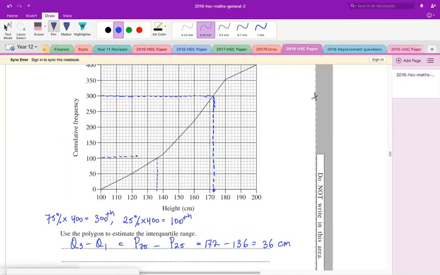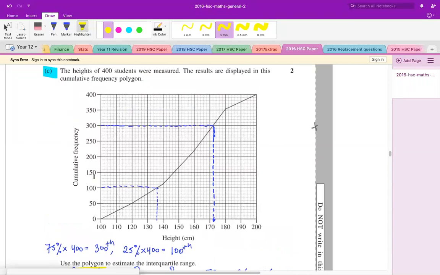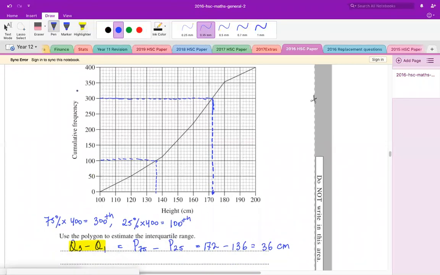So it says use the polygon to estimate an interquartile range, right? Usually we only know, for example, Q3 and Q1, because we do Q3 minus Q1 to find the interquartile range. But on this graph, it doesn't tell you the interquartile range or the quartiles. You're just given these cumulative frequencies. But you need to know that Q1 stands for the first 25% of the data, and Q3 stands for the first 75% of the data, right? So from this, and also, you know, there are 400 numbers in total, you're able to find the position of Q1 and Q3.